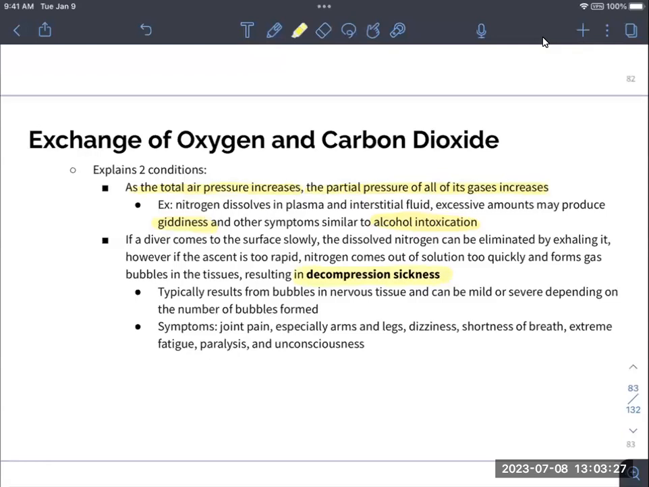And we usually see those gas bubbles in the nervous tissue. And depending on how many bubbles are formed, it can cause mild to severe symptoms: joint pain, dizziness, shortness of breath, fatigue, paralysis, and in extreme severe cases, unconsciousness.